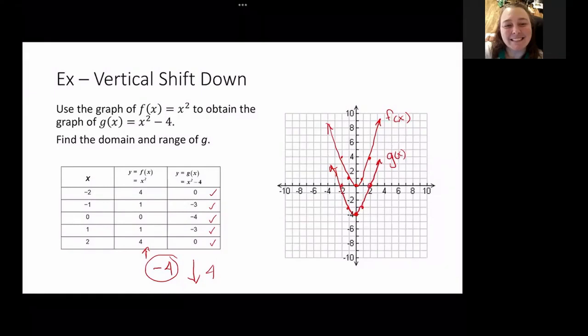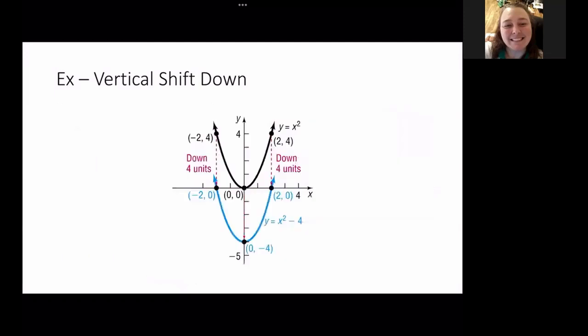Again, I'm going to put a better picture on here for you. There we go. And we can see that we have gone down those 4 units, from the origin down to here. For g of x, let's look at the domain. We are going from negative infinity to infinity. We didn't change anything on that domain.